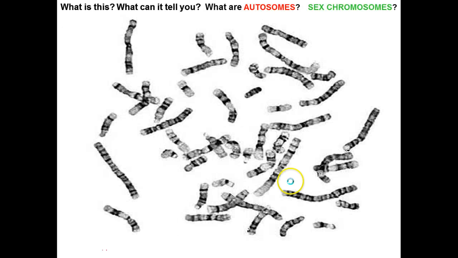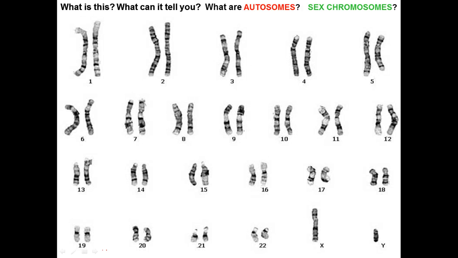Okay. Now, have you ever seen a karyotype? So karyotype is basically a picture of your chromosomes. So they basically take it and arrange the chromosomes. So chromosome pairs number 1 to 22 are called autosomes.